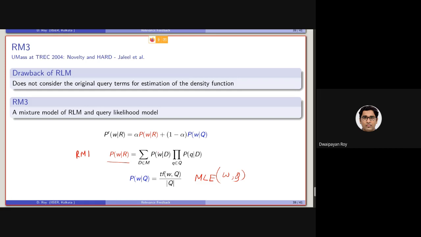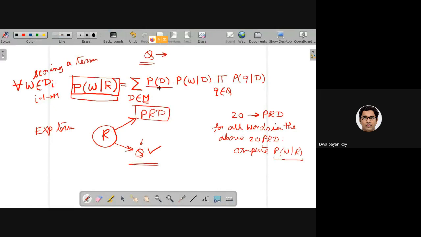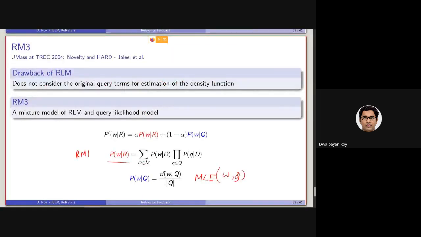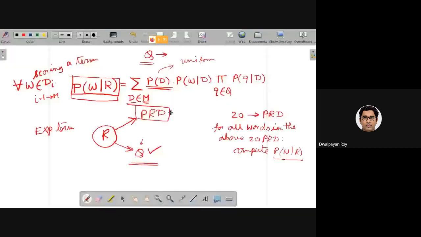Now note that I have actually excluded the P(D) here, which is the prior probability of selection of that document. Practically, without any prior probability information, we usually consider it as uniform. That's why I have excluded that. So in total, the RM1 formula is this, excluding this P(D).